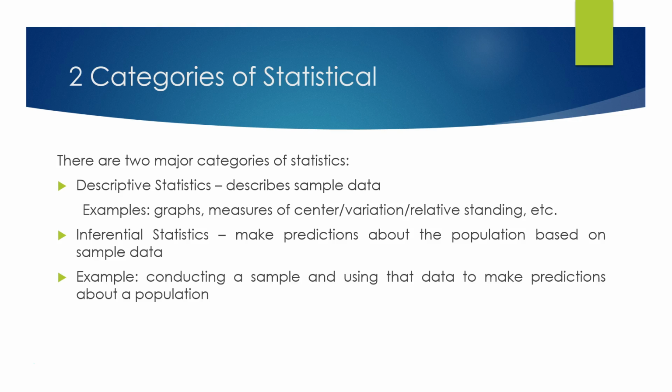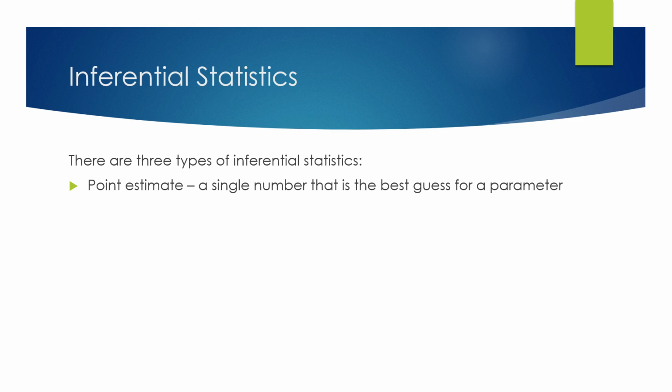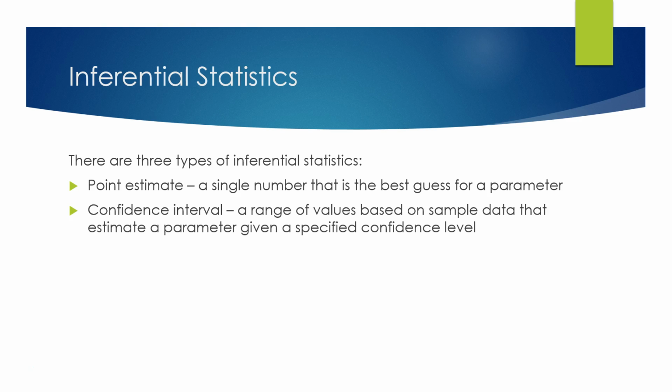So this is kind of redundant. It just says we're going to use sample data to make predictions because we don't really have any of those tools in our tool bag quite yet. So within inferential statistics, there are three different types. There are point estimates, which is a single number that is the best guess for a parameter. We've actually been finding point estimates this whole semester. We'll see what exactly that means in a bit.